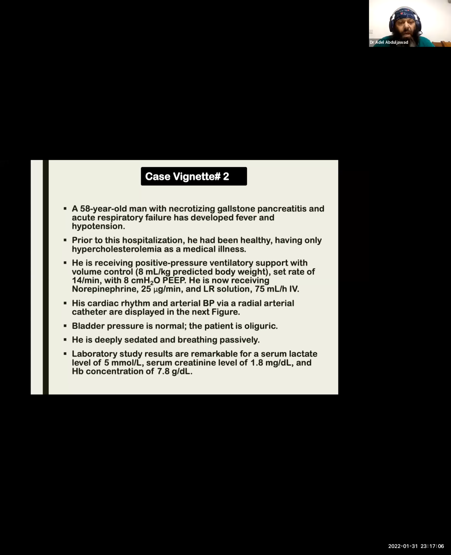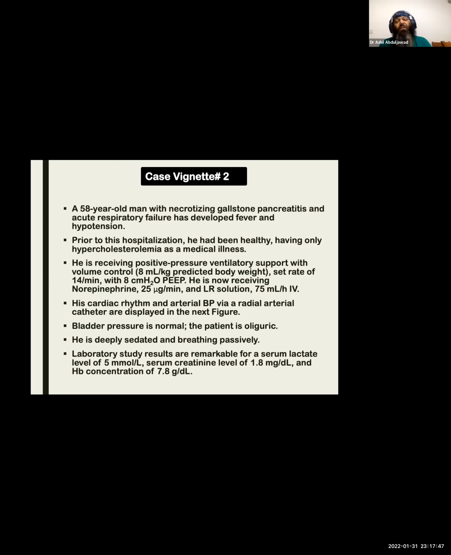His cardiac rhythm and the arterial blood pressure through the radial arterial line are displayed in the next slide. They measured the abdominal pressure through the bladder pressure and it was normal, but the patient is anuric. He is deeply sedated and breathing passively, so he is synchronized with the ventilator. The laboratory workup resulted in remarkable figures: the serum lactate was 5 millimoles per liter, the creatinine was 1.8, and the hemoglobin concentration was 7.8.